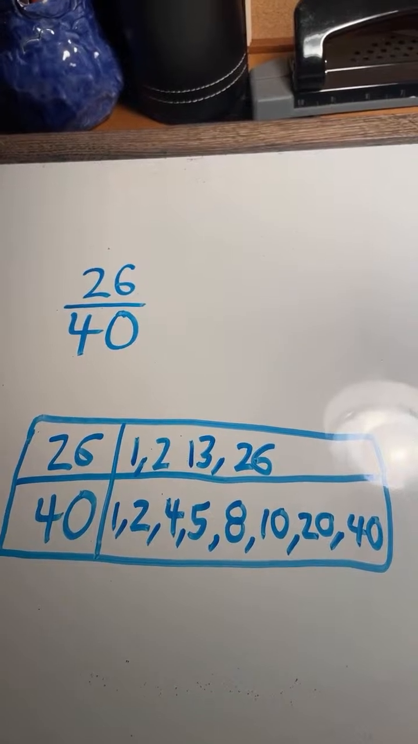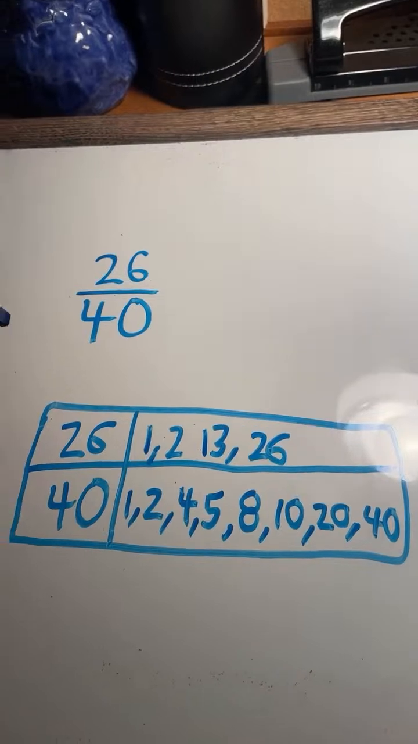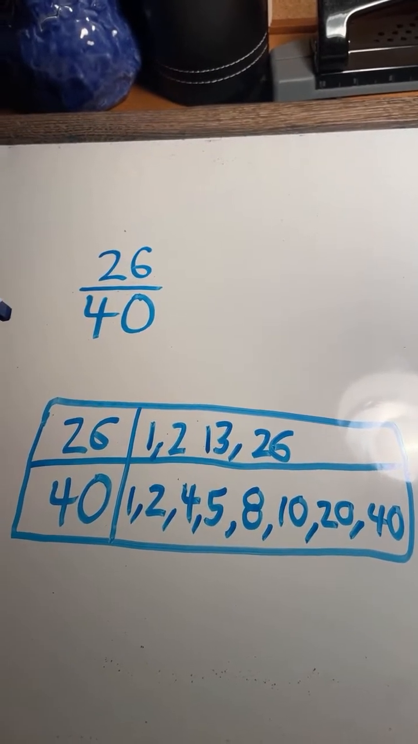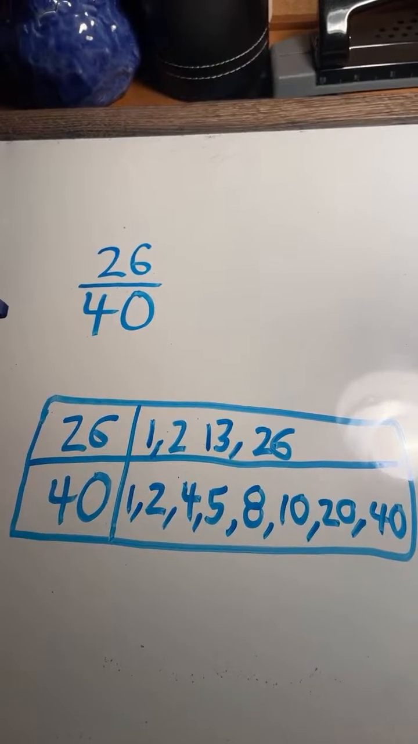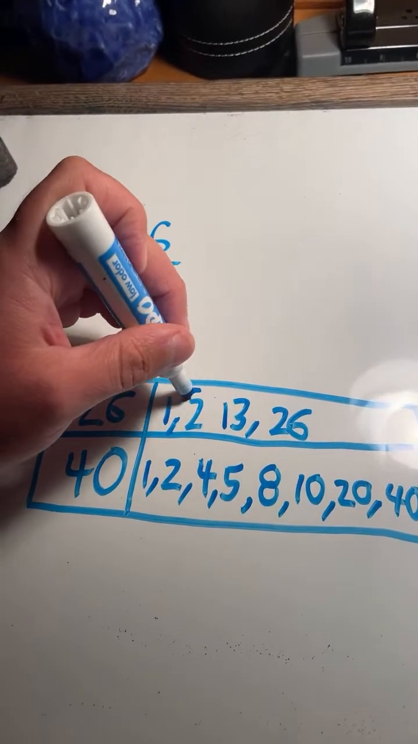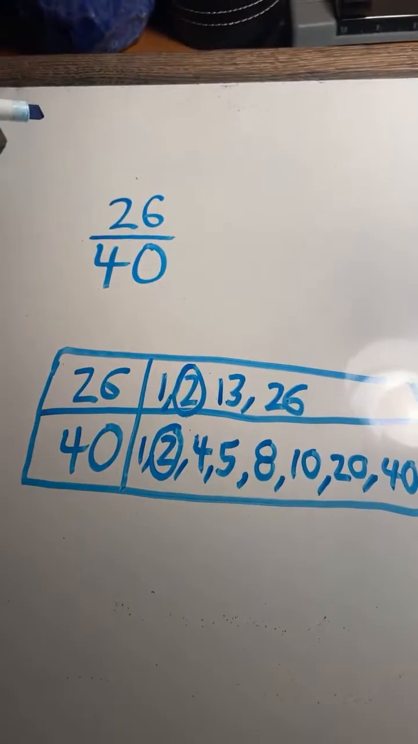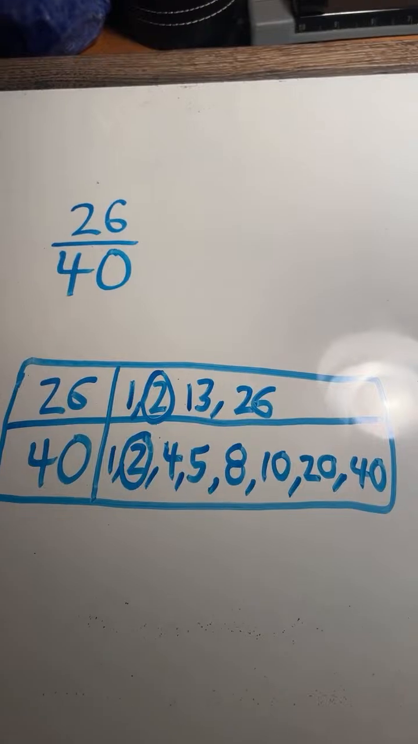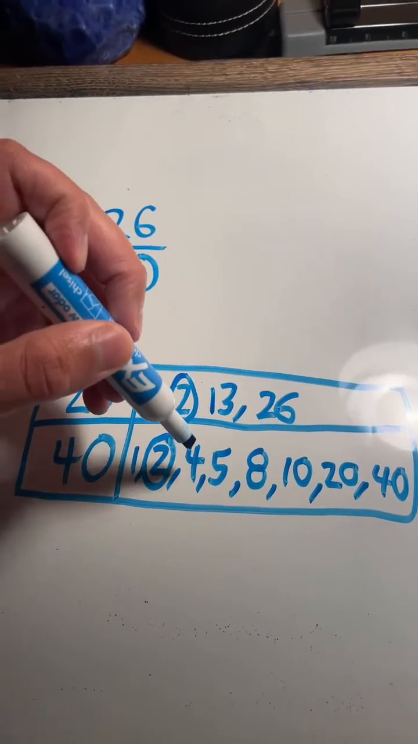So we have to divide by the greatest common factor. So looking at our common factors, 1 is a common factor between 26 and 40. 2 is a common factor between 26 and 40. 2 is our greatest common factor. Now again, even though 2 is not the biggest factor listed, it is the greatest common factor. Even though 4 is a bigger factor than 2, it's not a common factor.